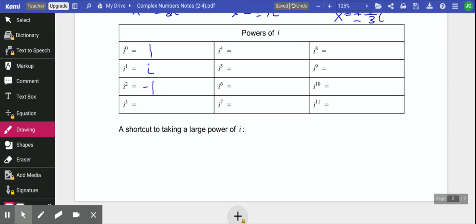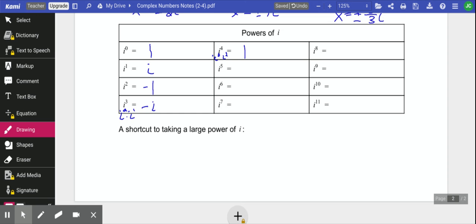i cubed, well, that's the same thing as i squared times i to the first. And i squared is negative 1, so this is going to be negative 1 times i to the first, or negative i. Okay, let's take a look at i to the fourth. i to the fourth is the same thing as i squared times i squared. And i squared and i squared are both negative 1, and negative 1 times negative 1 is positive 1.